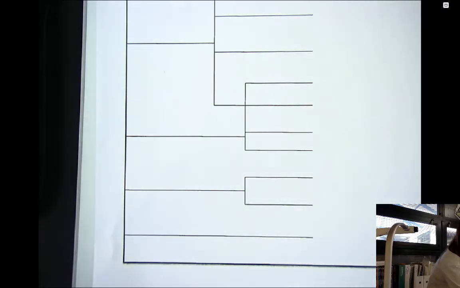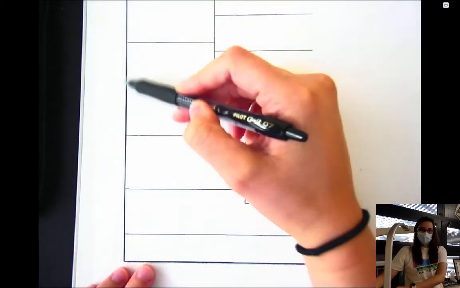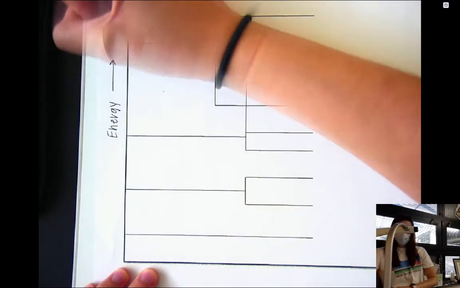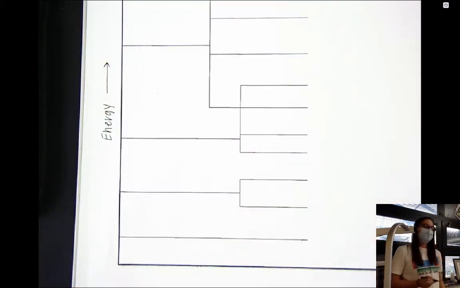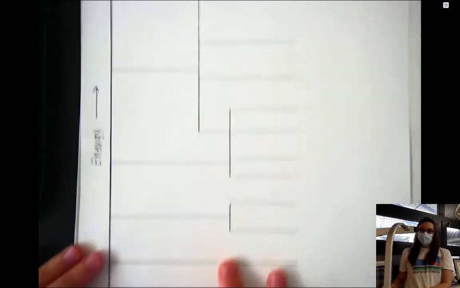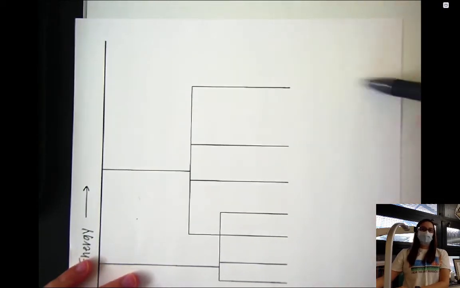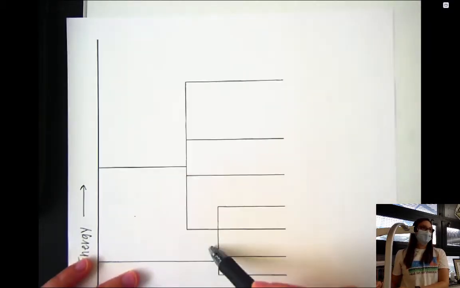So what we're going to do first is label the y-axis over here energy, with an arrow pointing up. Essentially, the higher up we get in this bracket, the higher the energy. The x-axis isn't going to have any label because there's no scale for the x-axis. Up here in the top corner, I'm going to do a quick summary of each of the quantum numbers down the side, and then we will fill in this chart.